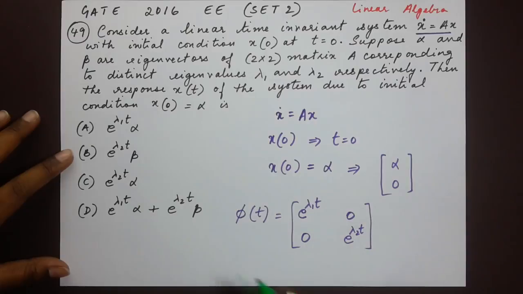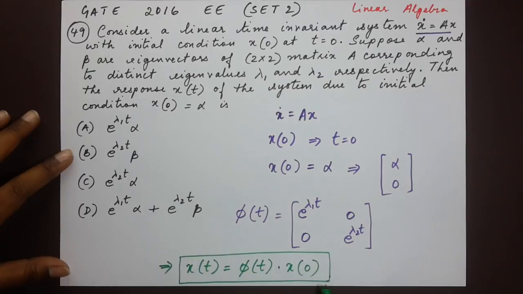Now the response x of t, now this is important. The response x of t in terms of the initial condition can be written as x of t is equal to phi of t into the initial condition x of 0. Now this is very important. This is the standard expression where the response can be written in terms of x of t, phi of t times x of 0. Okay.